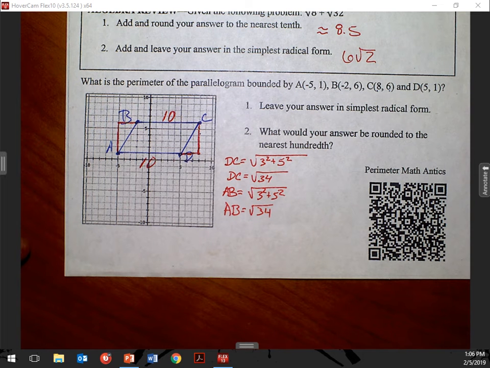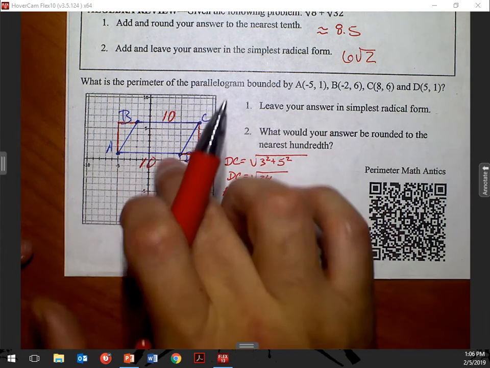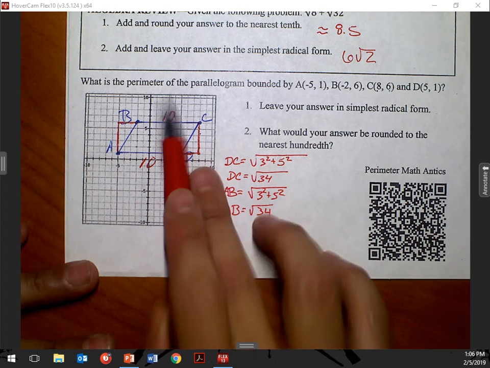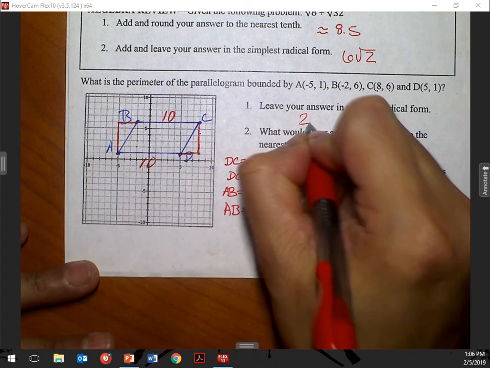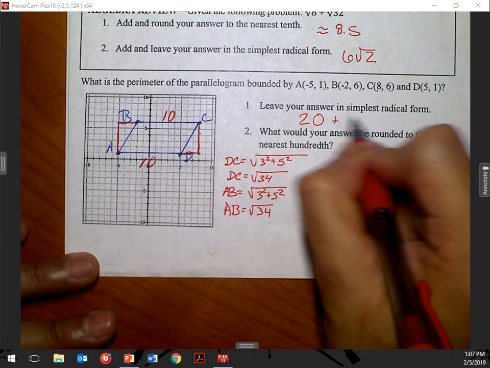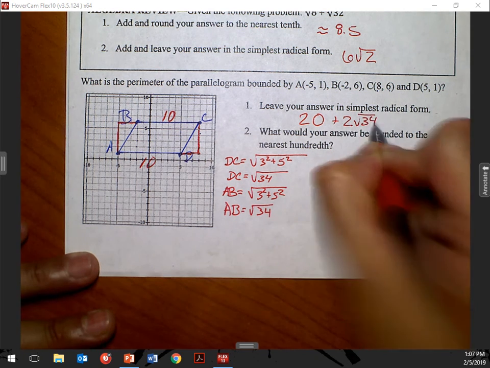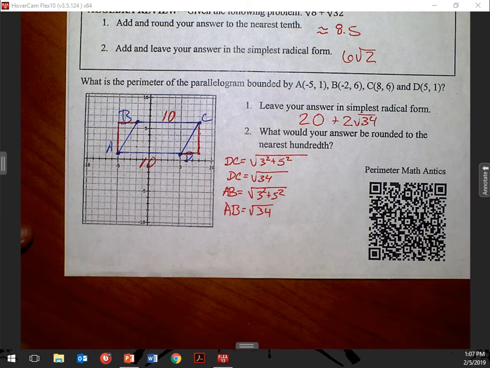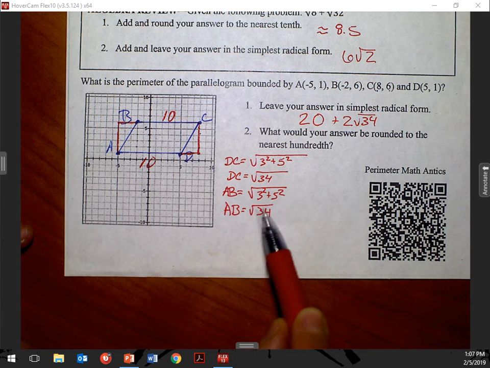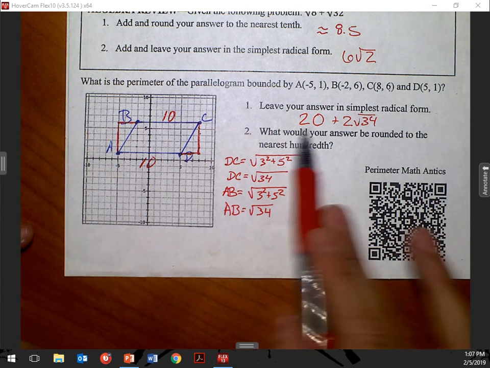So, if I'm going to answer this, what would I do to get this? So we're going to add the perimeter, right? Simplest radical form. So 10 plus 10 is? 20. Now, let's add the radicals. How many rad 34s do I have? 2. So it's going to be plus 2 rad 34. AB, right here, is the square root of 3 squared plus 5 squared. So I get 34 as well. All right, so that's the simplest radical form.